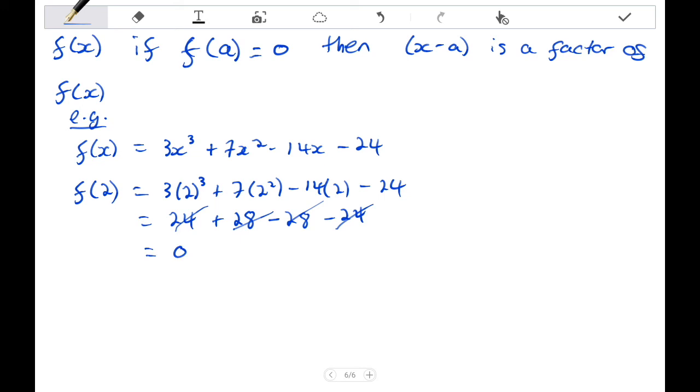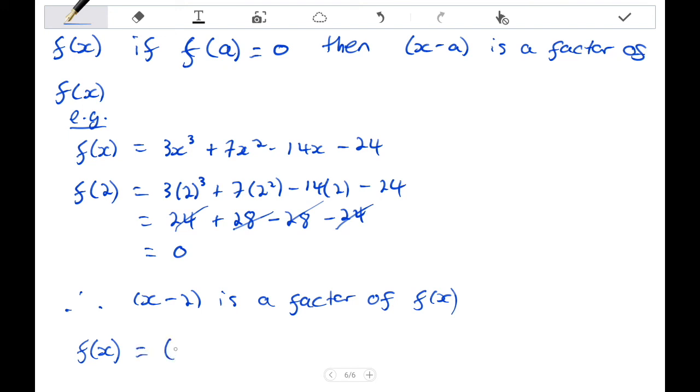Okay, brilliant. What does that tell us? It tells us that if we factorised f of x, one of the brackets would be, therefore, so this symbol I've just drawn here means therefore, x minus 2 is a factor of f of x. Okay? What does that look like? Well, we can work out what it is. We can write f of x, which was this 3x cubed plus 7x squared minus 14x minus 24, as x minus 2 bracketed times some other bracket.